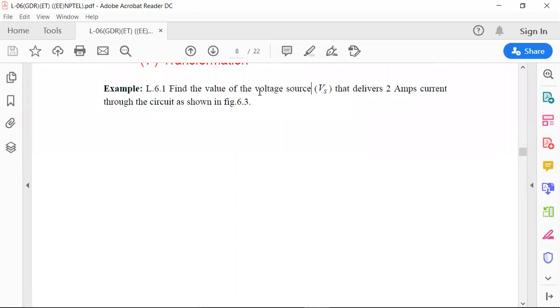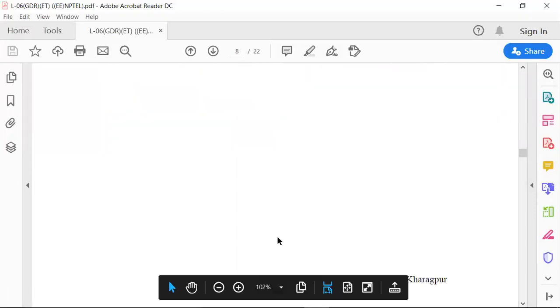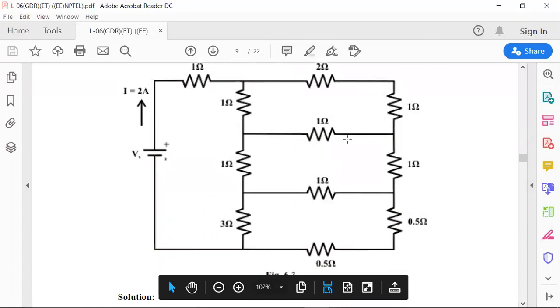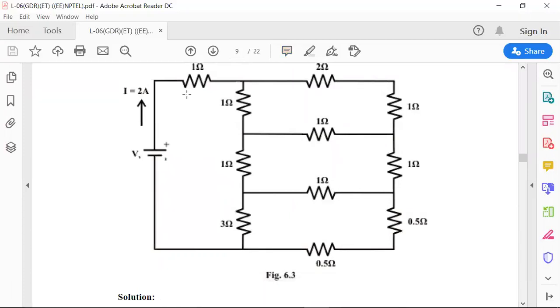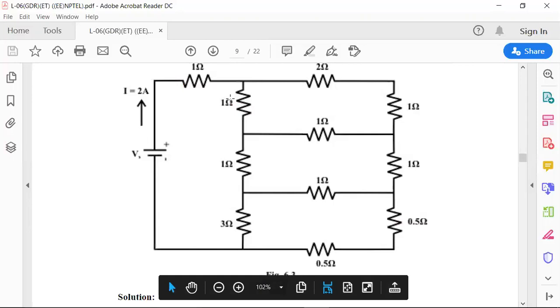Here we need to find the value of voltage source. Let me see the circuit. This is the circuit, and this is the value we are going to find. He has given all the values: I is equal to 2 amps, and all the values of resistances, mostly 1 ohm, a few 2 ohms, and the rest are 0.5 and 3 ohms. Based on this arrangement we are going to find the voltage source.